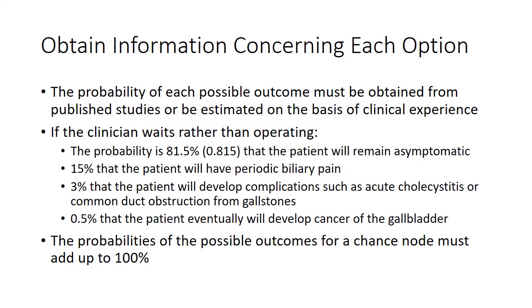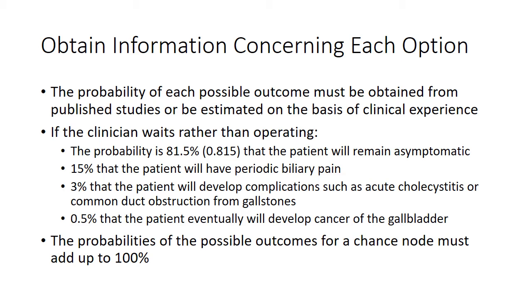Now, the probability of each of those outcomes either comes from published studies or is estimated based on clinical experience. If the clinician waits rather than operating, 81.5% will remain asymptomatic, so a grand majority of those patients. 15% will have biliary pain, which may require surgery. 3% are going to develop complications, such as cholecystitis or common duct obstruction, and 0.5% may develop cancer. So they should all add to 100% because the patient is going to go one of those directions.